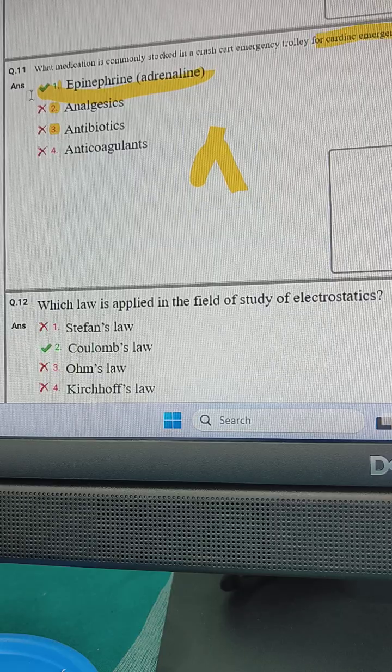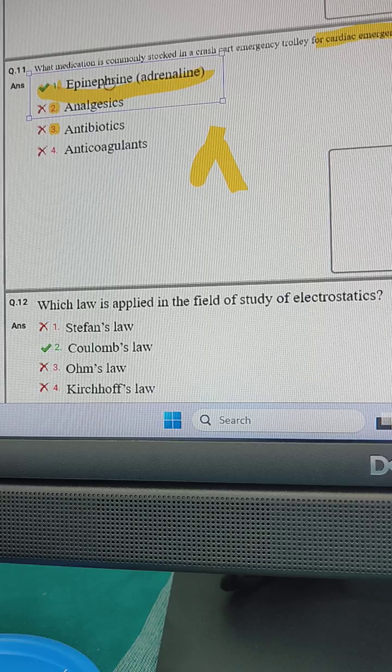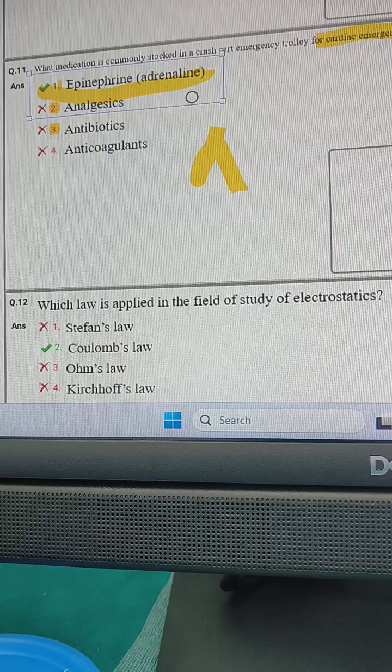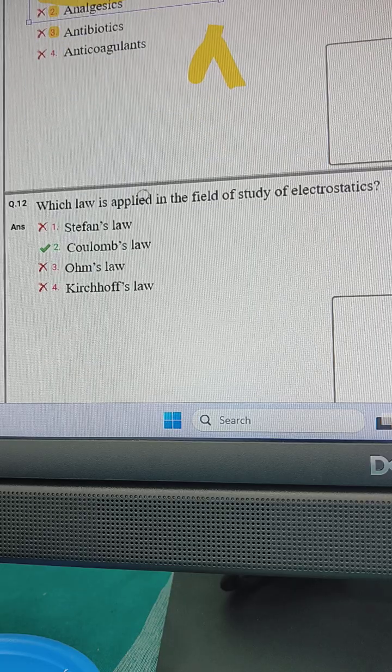The only cardiac emergency drug is epinephrine, to increase the heart rate of the body. So the correct answer will be epinephrine. Question number 11, the correct answer is 1, epinephrine or adrenaline. Then question number 12, which law is applied in the field of study of electrostatics?